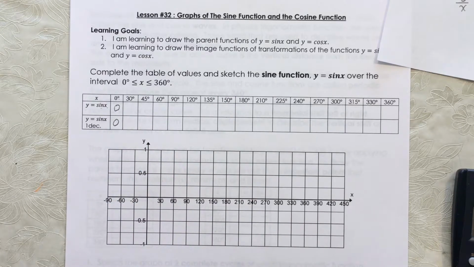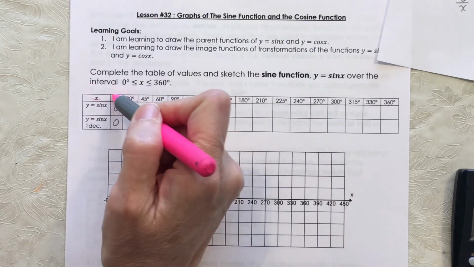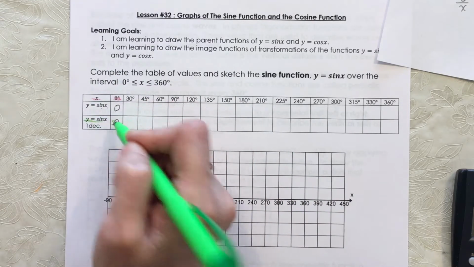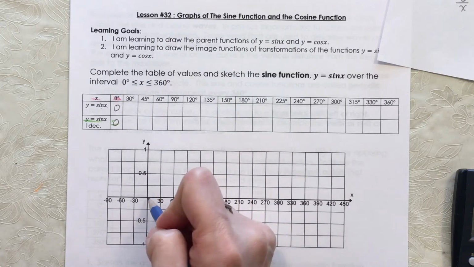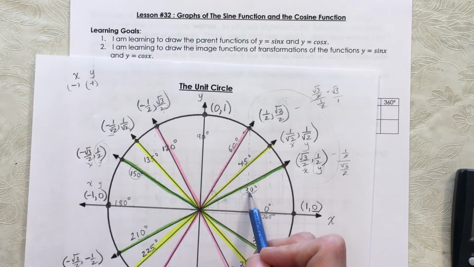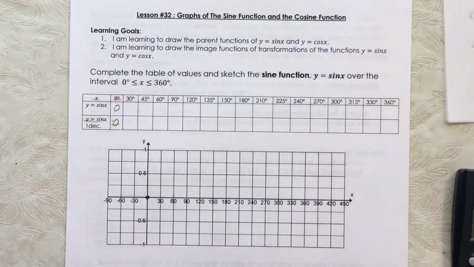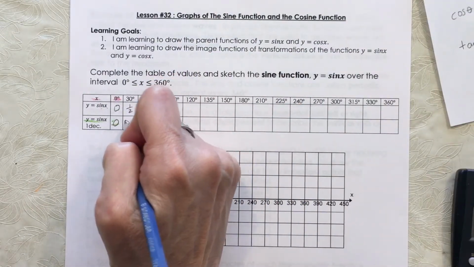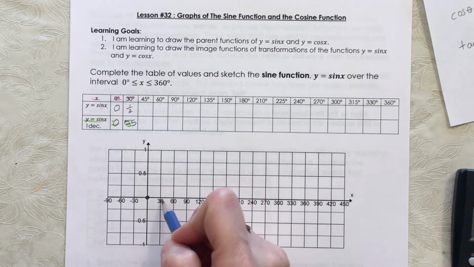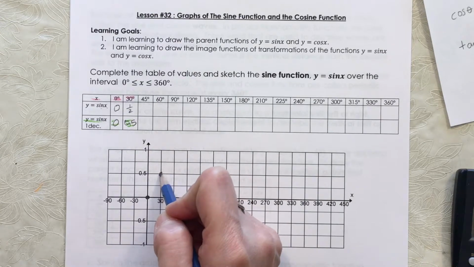So what I would be plotting, it would be an x value of 0 and a y value of 0. So the sine function starts at the point 0, 0, right there, okay? And then at 30 degrees, the y value is 1/2, which we also know as 0.5. So we know that when our x value is 30 degrees, our y value is 0.5. So we're going to plot the point 30 degrees, 0.5.